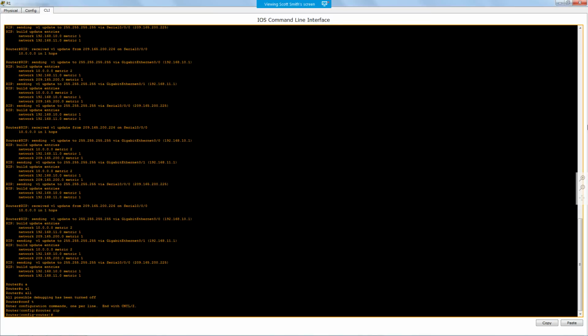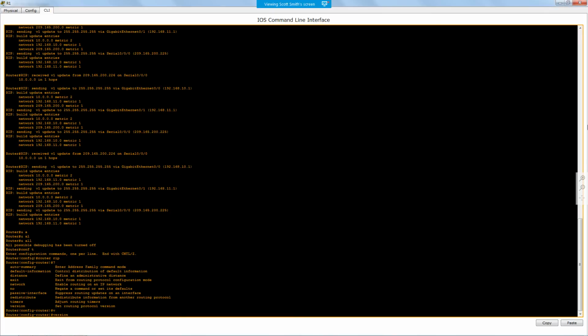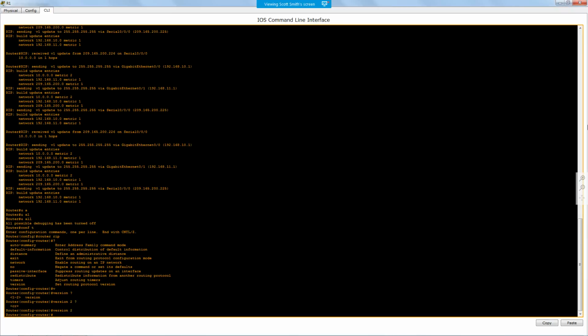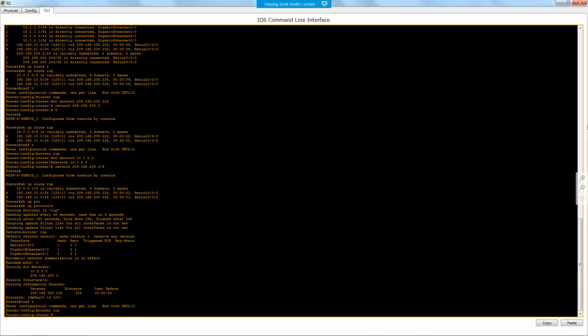So that's how we switch from version 1 to version 2. We simply type version 2. We don't have this option in OSPF or EIGRP, by the way, because OSPF and EIGRP don't have versions. So this only applies to RIP.